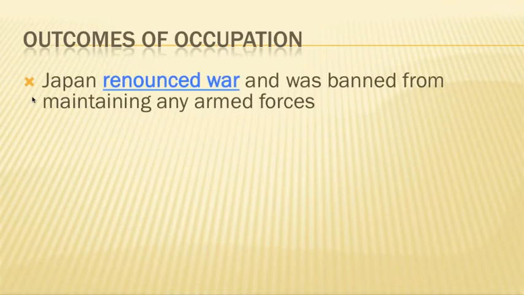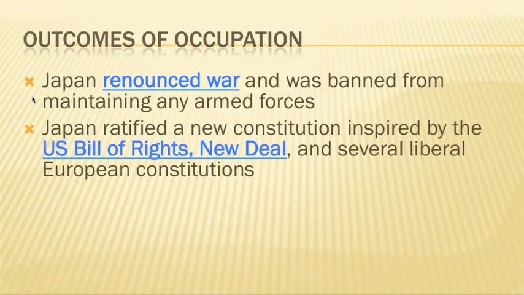So Japan renounced war. One of the outcomes of occupation was Japan renounced war and was banned from maintaining any armed forces. They likely had small forces for defensive purposes, but they weren't allowed to have any type of standing army that could be used against another country.